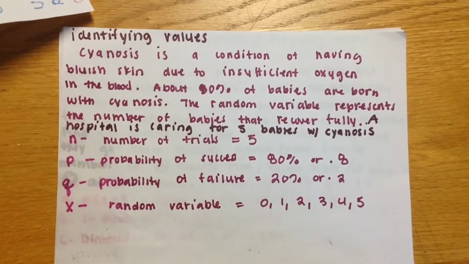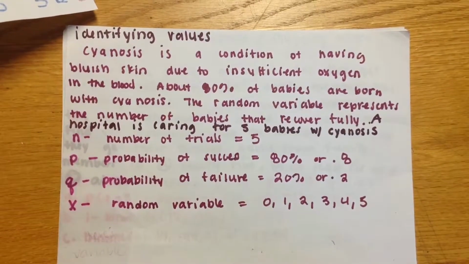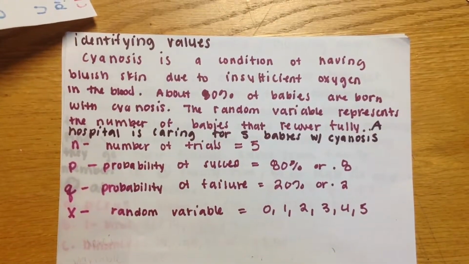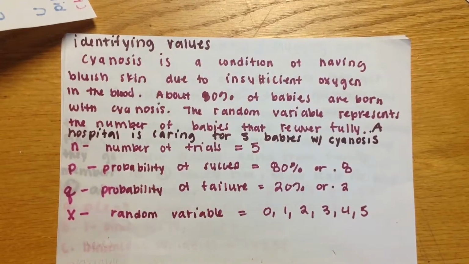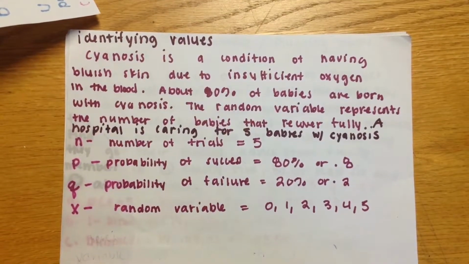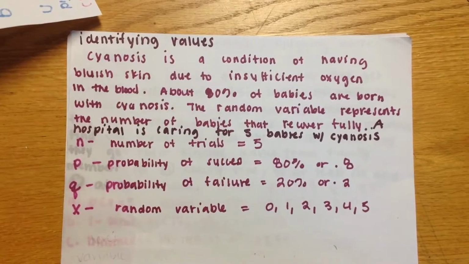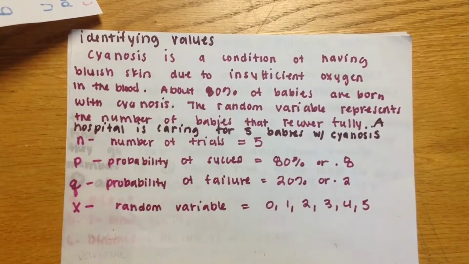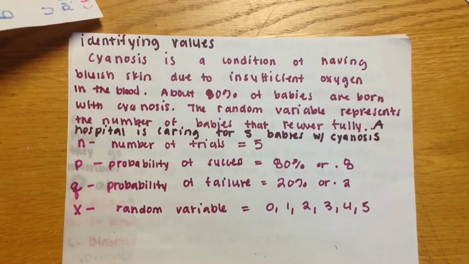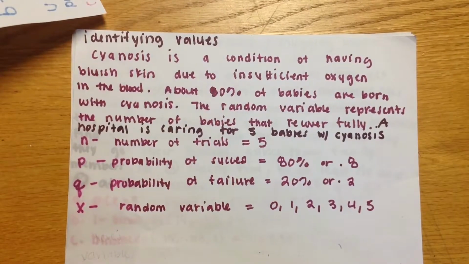Here's an example of finding the values in a word problem. There are 5 babies represented in the trial. There's an 80% chance a baby will be born with cyanosis, so there's also a probability that 20% won't be. That is the failure and success rate.